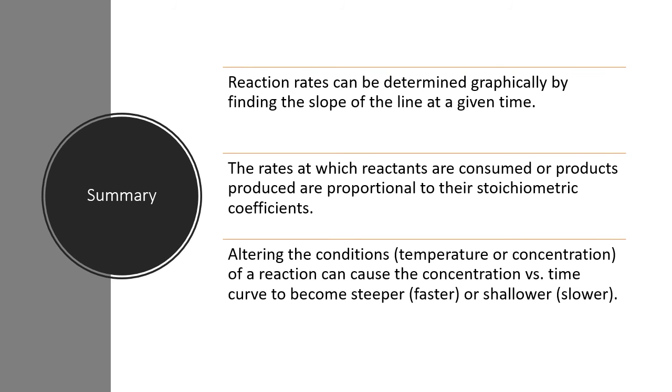In summary, reaction rates can be determined graphically by finding the slope of the line at any given time. Over a short time period, even a curve can be assumed to be linear. We can use the point slope formula. The rates at which reactants are consumed or products are produced are proportional to their stoichiometric coefficients. And lastly, altering the conditions, such as temperature or concentration, of a reaction can cause the concentration versus time curve to become steeper, which would be faster, or shallower, which means the reaction is slower.